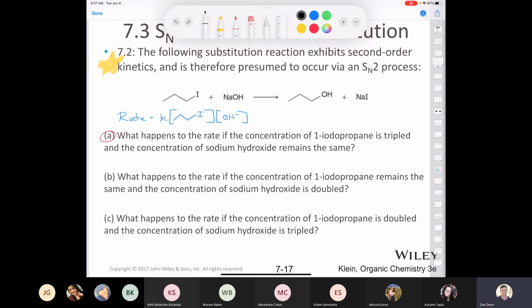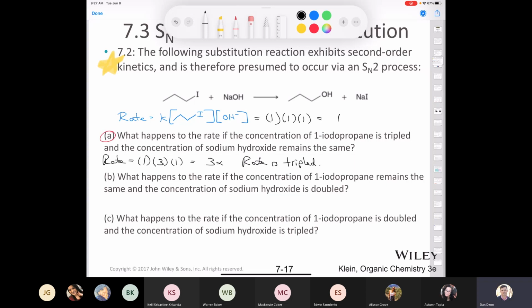What if we assumed that our rate constant was 1, the concentration of our iodopropane is 1 molar, and the concentration of our hydroxide is 1? Then we'd get a rate of 1. So if we were to say the rate is equal to 1, our rate constant, multiplied by 3, because we've tripled the concentration of the iodopropane, and then 1 because we haven't changed the concentration of the hydroxide, what happens? It's going to go up by 3 times. So the rate is tripled.